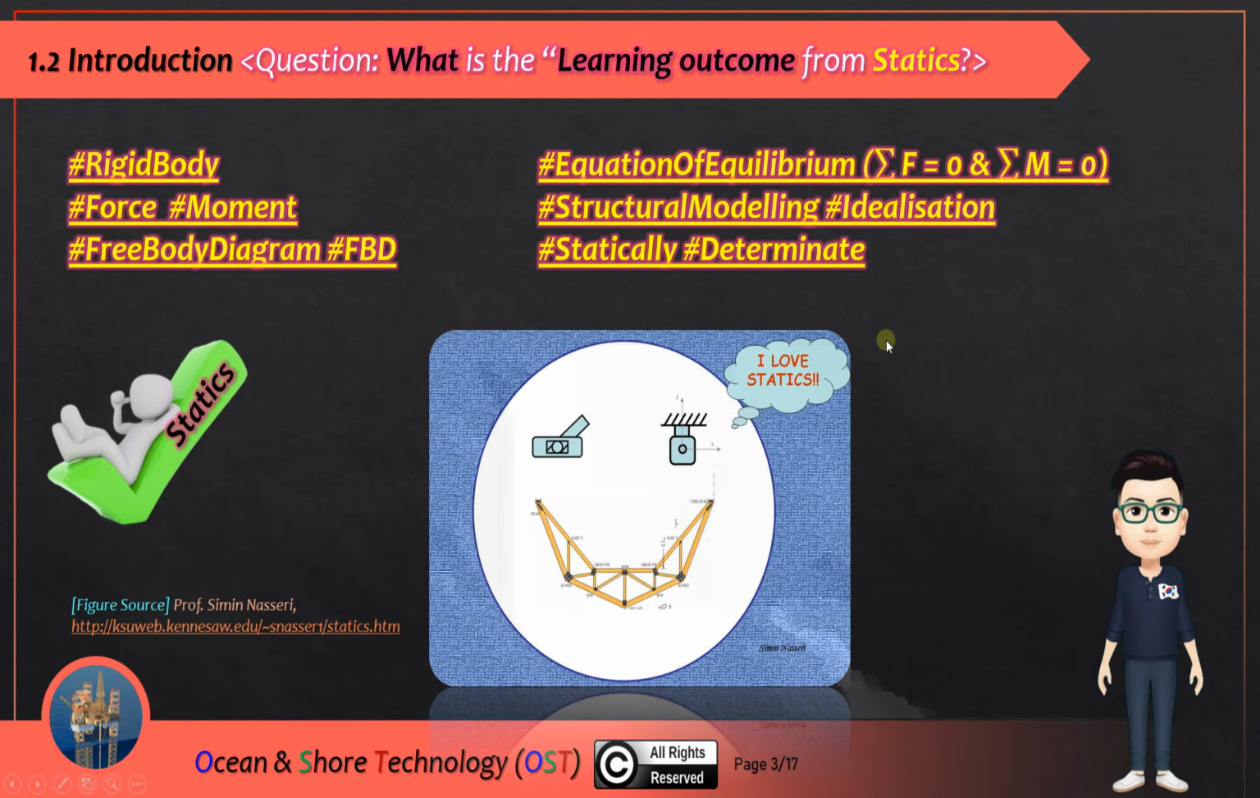And we also discussed how to solve all those engineering matters. Once we establish the free body diagram, we should know how to resolve the engineering problems. So, equations of equilibrium: setting the force in x and force in y equal to 0, and the moment also equal to 0 if we are dealing with a 2D system. And structural modeling and idealization, or simplification, is needed, and the statically determinate methods.